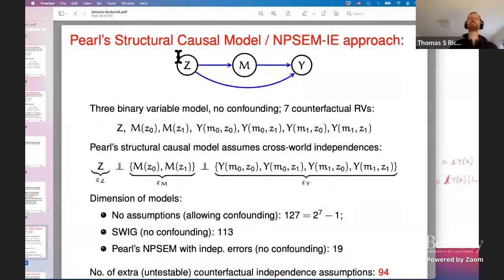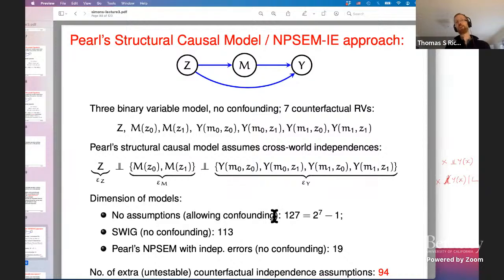So here's the simplest case: Z, M, Y. If everything's binary, we would have these 7 counterfactual random variables. The structural causal model assumes cross-world independencies, typically, assuming you don't put in bidirected edges. If you just draw this graph without bidirected edges, it's then assuming that this is independent of both of these, and both of these are independent of all of these. And so that means that we're putting in place a lot of independencies. We can quantify exactly how many independencies are being made.